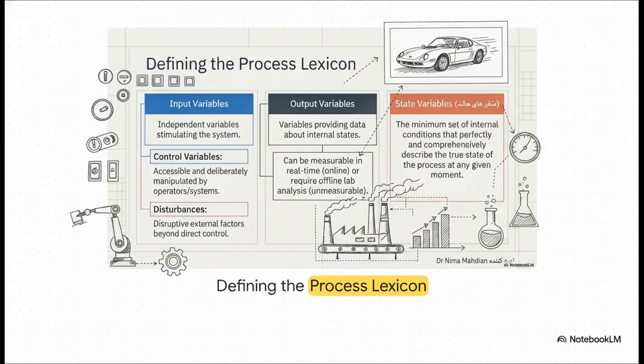Let's formally define these terms because, trust me, you will definitely see them on your exams. The trickiest but most important concept here is state variables. I want you to think of state variables like taking a perfect high-speed photograph of a moving car. If you know the car's exact speed, its exact weight, and its exact location at that specific fraction of a second, you completely know its state. In a factory, the absolute minimum set of conditions that perfectly describe what the system is doing right this second, those are your state variables.